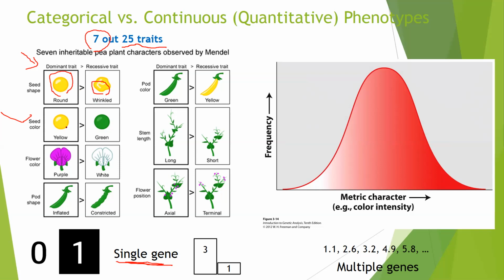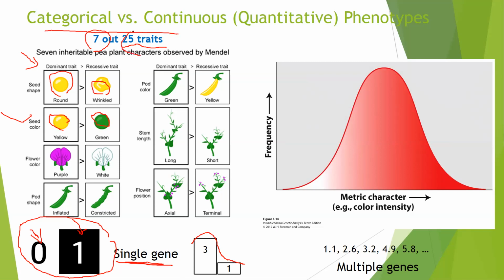And if you look at the seed color, yellow versus green, that's also a simple trait, controlled by a single gene. If a trait is controlled by a single gene, it gives you a categorical phenotype, either yes or no, 1 or 0. So we can easily put the sample into 2 categories. The distribution of this phenotype will be a 3-to-1 ratio. These are categorical traits.